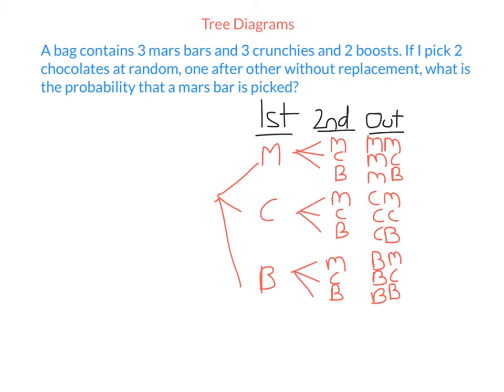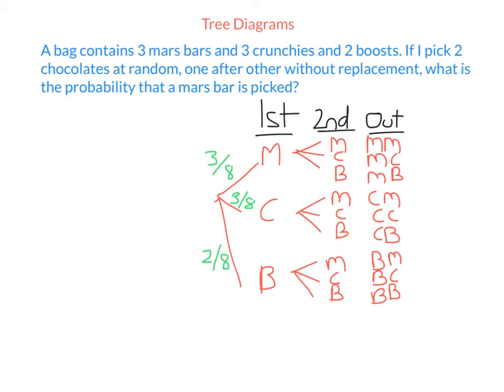So what we need to do is write the probabilities on the branches. So the probability of getting a Mars bar, well, there were 8 chocolates to begin with and 3 Mars bars. So that's just 3/8. Similarly, the probability of getting a Crunchie is 3/8, and of a Boost is 2/8. So that's the probability of getting each of these chocolates on the first go. What about the second go?